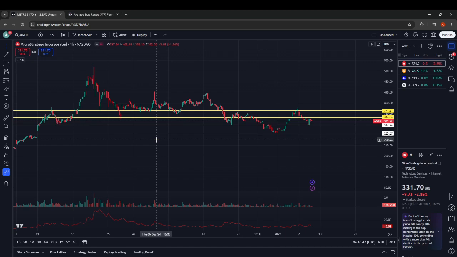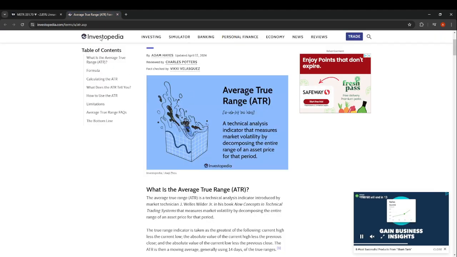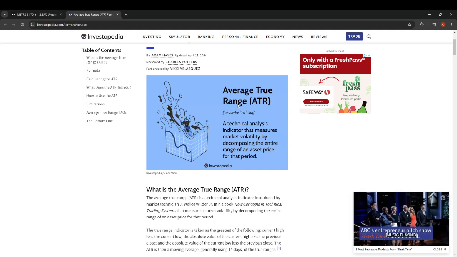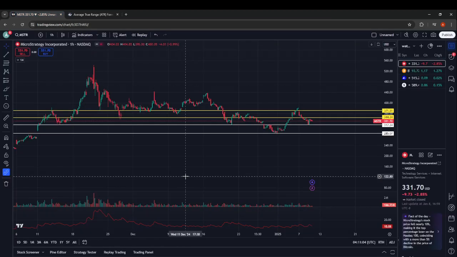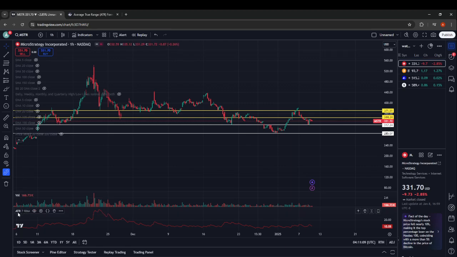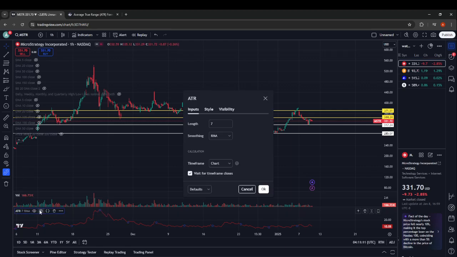Alright guys, so today I'm going to go over ATR. ATR is a technical analysis indicator that measures market volatility by decomposing the entire range of an asset price for that period. Average true range is the full abbreviation. As you can see, it's going to be under here. It's called ATR. You can also set the time period under length here.